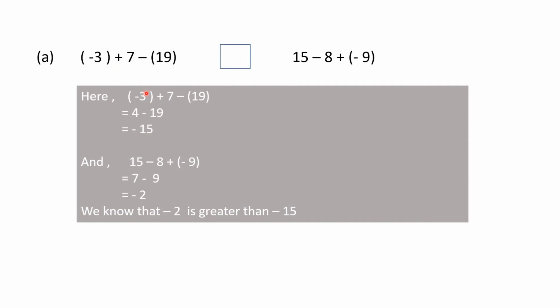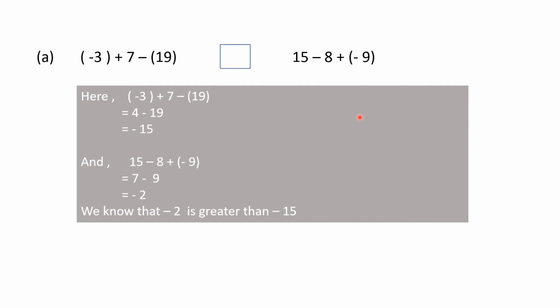Minus 3 plus 7 becomes 4, minus 19 remains the same. 4 minus 19 is minus 15 because 19 is the greater number and greater number sign is minus, so minus 15. And you can see here minus 15. 15 minus 8 plus minus 9, second part of the question. We solve it to get minus 2. As you can see, we have got minus 15 on this side and minus 2 on this side.